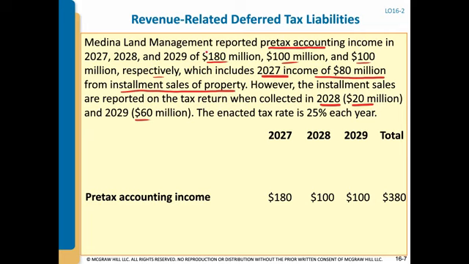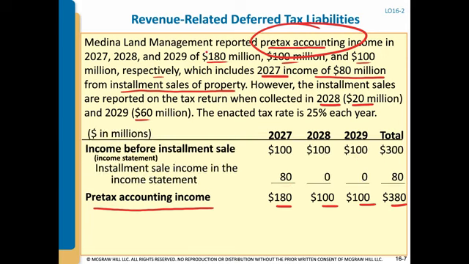So the information we're given here is the pre-tax accounting, and I've laid this out like this. We're told pre-tax accounting income is 180, 100, and 100 for each of those years, so the total is 380 million. We're also told that, remember, this is all financial reporting. For financial reporting, there's revenue included in this $180 million, after the revenue for the installment sale.